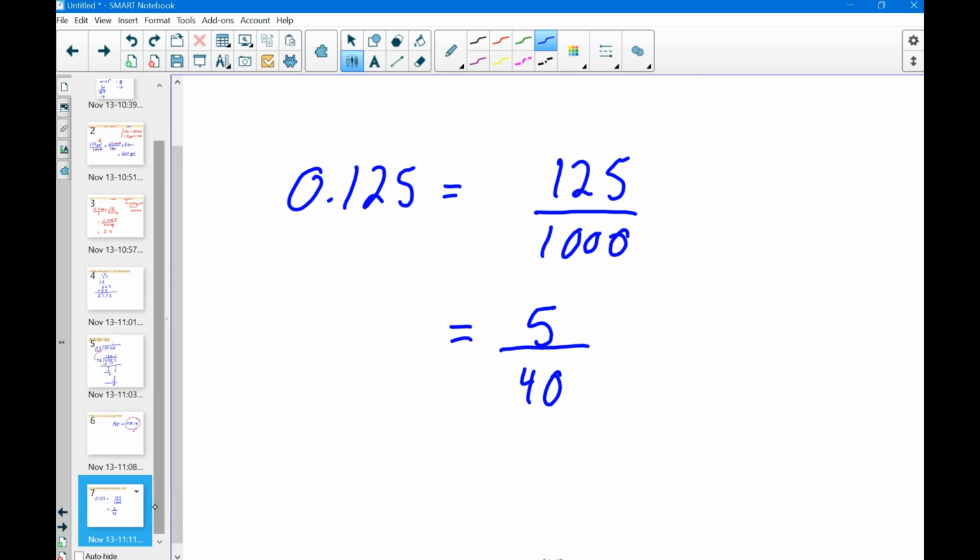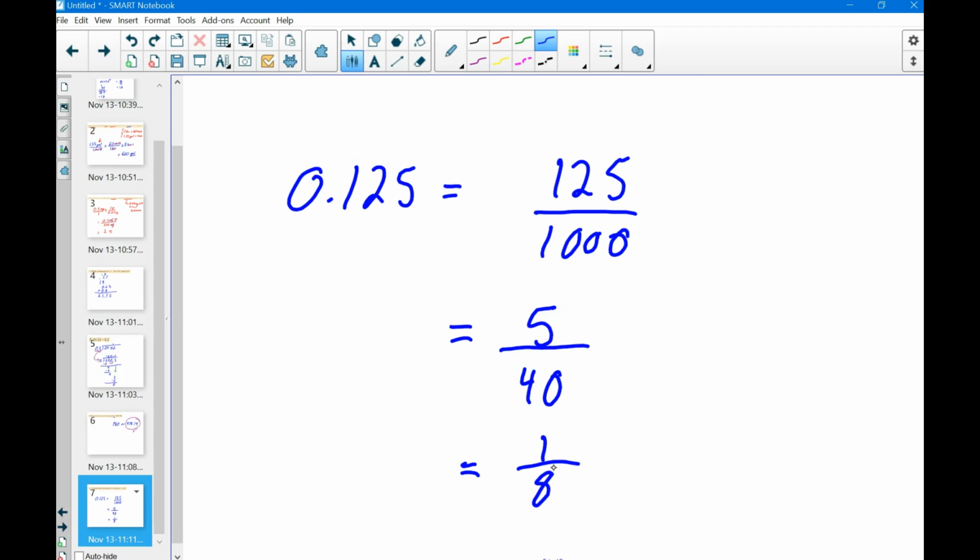Are we finished at this point? No, we're not. You can still reduce further. We have a 5 and a 0, and they can both be divided by 5. So, reducing further, 5 into 5 goes once, and 5 will divide into 40 8 times. And if you forget that, don't forget to bring your multiplication tables with you to the test on Friday.